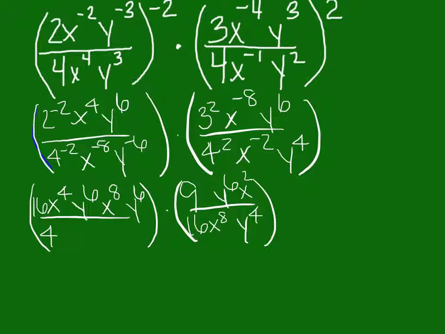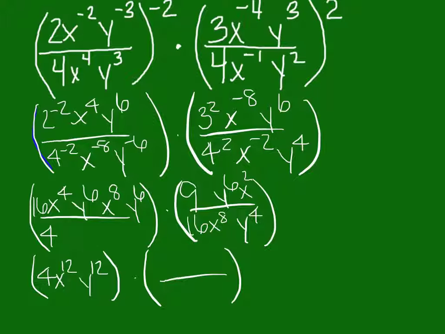Now we simplify even more. 16 over 4 is equal to 4. X to the fourth and x to the 8th become x to the 12th. Y to the 6th and y to the 6th become y to the 12th. So you should have 4x squared, x to the 12th, y to the 12th. So now for the second part, 9 over 16 does not reduce. So we keep the 9 over the 16.